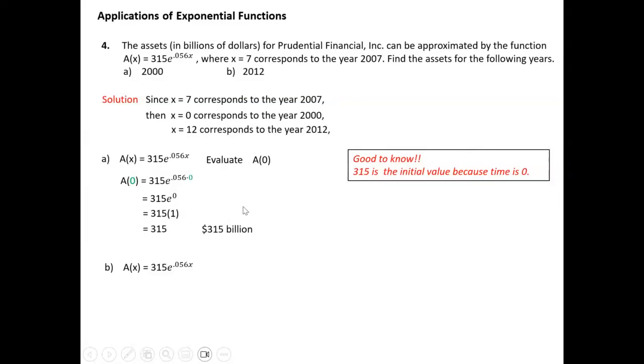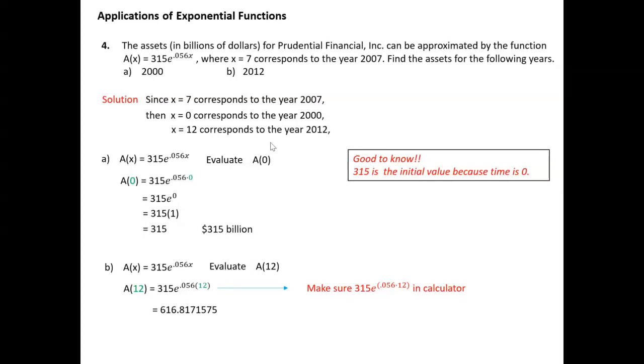Now for B, we're going to evaluate A at 12 because we're looking for the assets in the year 2012. You plug in the calculator, and there's your result. 616.817155. Maybe you can round it off to your nearest tenth. So it should give you something like approximately $616.8 billion. That's the answer for part B.